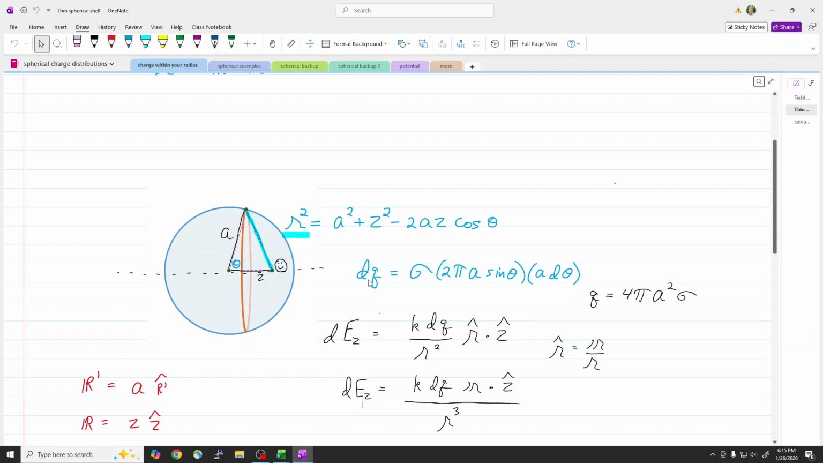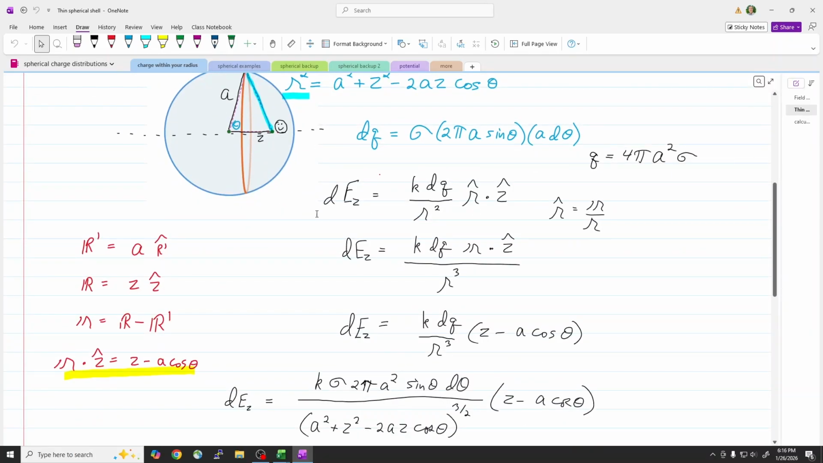And our charge element, 2 pi times the radius of the ring, which is a sine theta, so 2 pi a sine theta, and then times a d theta to make our ring be sort of a strip of area. Total charge Q is the surface area of the sphere, 4 pi a squared, times the density sigma.